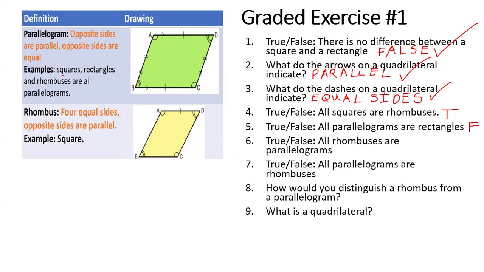Why? Because rhombuses are parallelograms and squares are parallelograms. All right, so I put true. Okay, I was wrong.